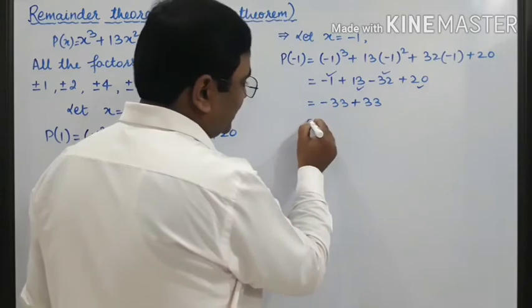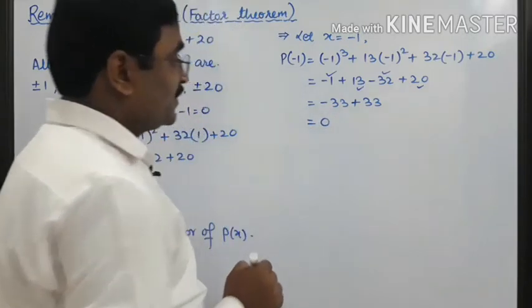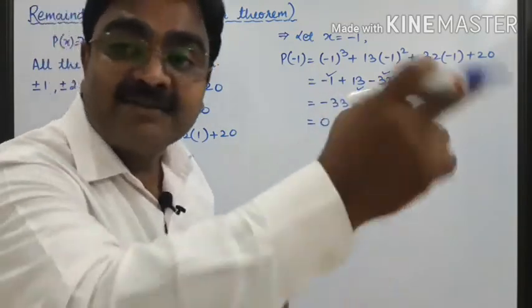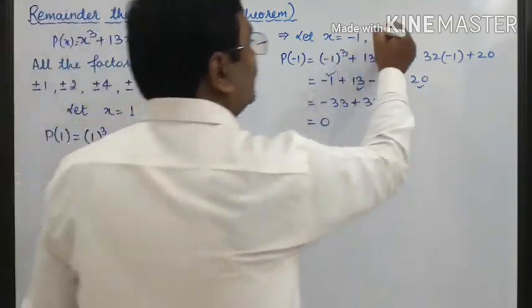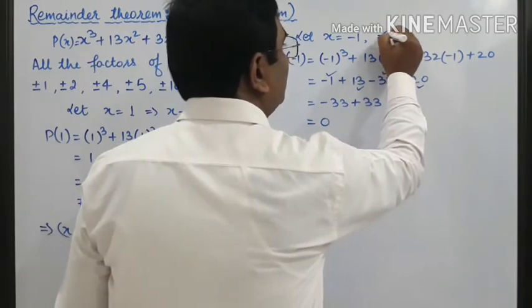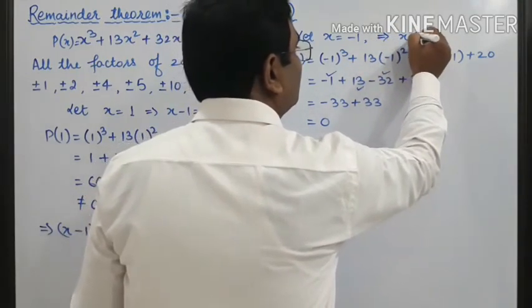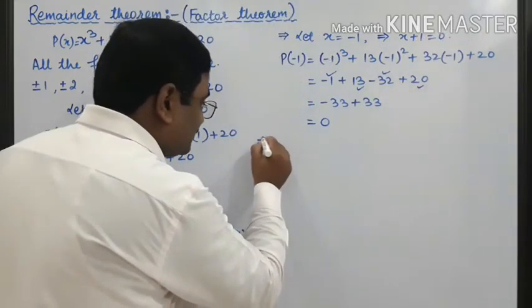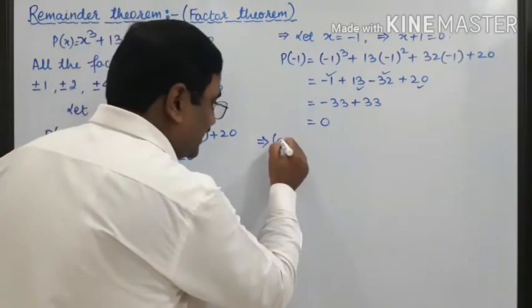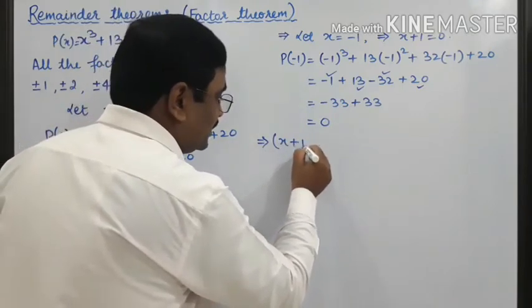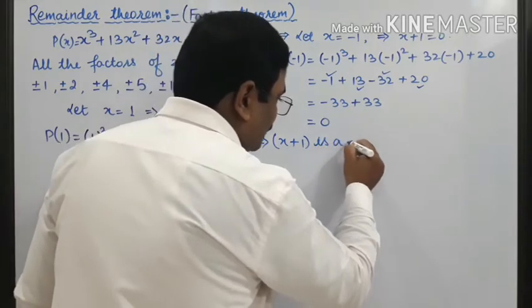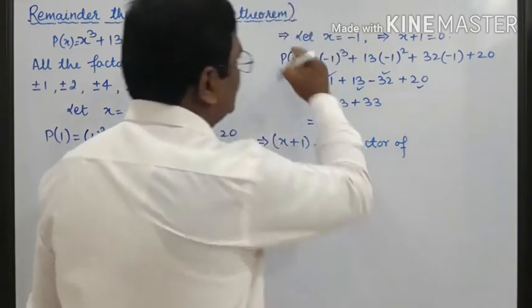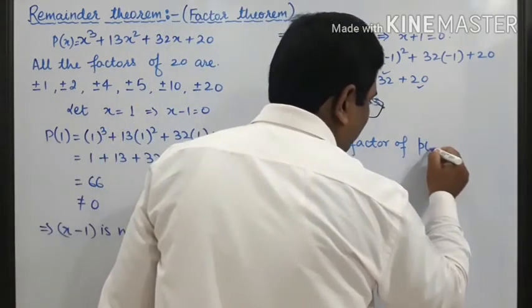Now plus 33 minus 33 equals 0. This 0 is the remainder of this polynomial when x is equal to minus 1. Therefore, as we have taken x equal to minus 1, this is x plus 1 equals 0. Now you can say, as the remainder is 0, it is proved that x plus 1 is a factor of this cubic polynomial p of x.